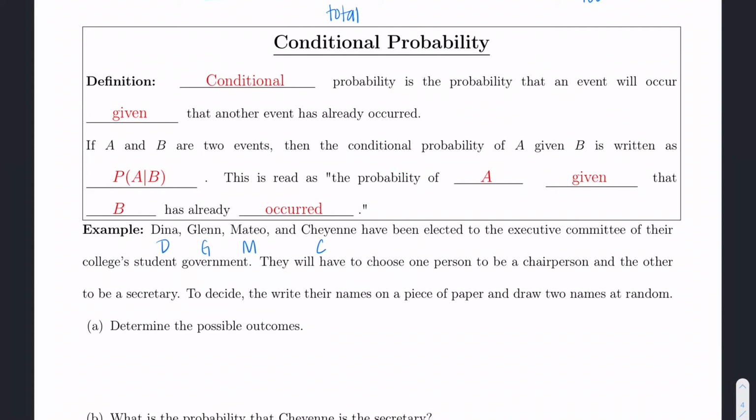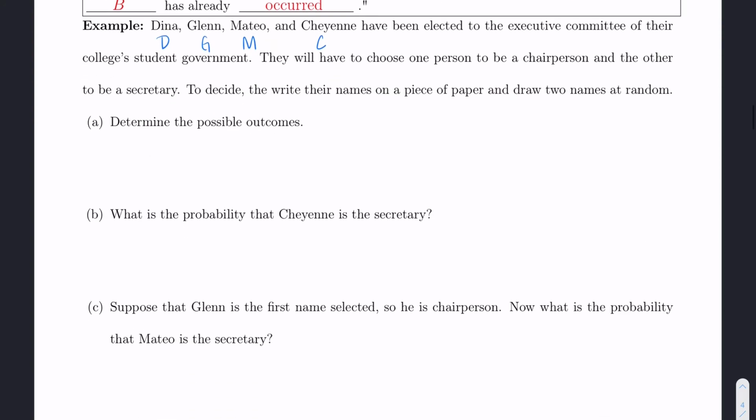This next example is going to help us think about conditional probability and the rules that go along with it. It gives us 4 different people, and out of those 4 people, one of them is going to be chosen to be a chairperson, and another one is going to be chosen to be a secretary. They write their names on a piece of paper, and they just draw 2 names at random. Since everybody is putting their name in that bucket only once, their name cannot be drawn 2 times. So if Dina is chosen as the chairperson, she can't also be chosen as the secretary.